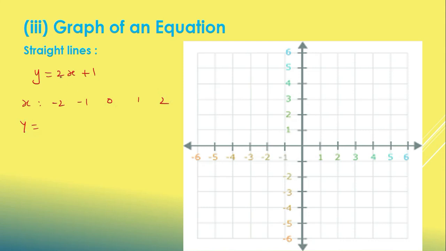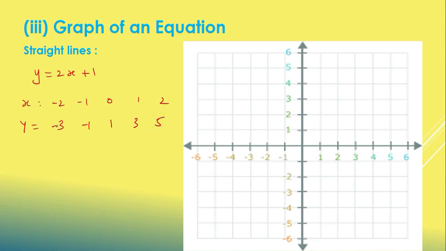Minus 2 into 2, so substitute the minus 2 here. Minus 4 plus 1, is it minus 3? Check. And when x is minus 1, this is minus 2 plus 1, minus 1. When x is 0, y is 1. When x is 1, 1 into 2 plus 1, 3. X is 2, 2 into 2, 4 plus 1, 5.